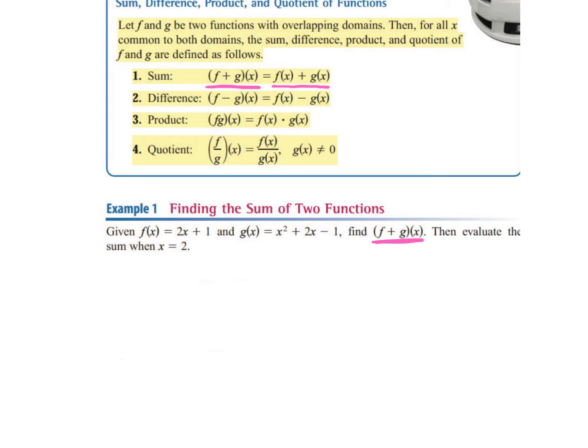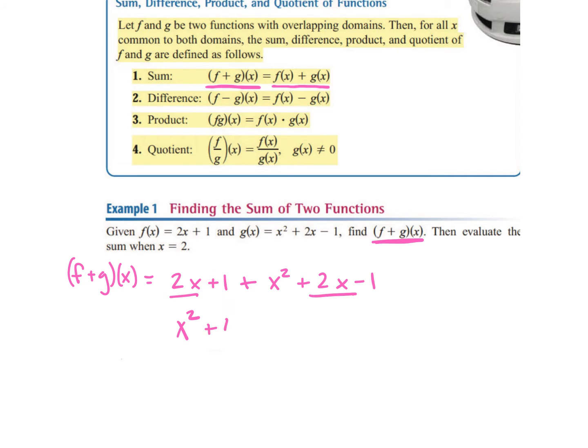Just add them together. So f of x is 2x plus 1 plus g of x, which is x squared plus 2x minus 1. And then we just want to combine like terms. So I'll start with my x squared. What would come next?